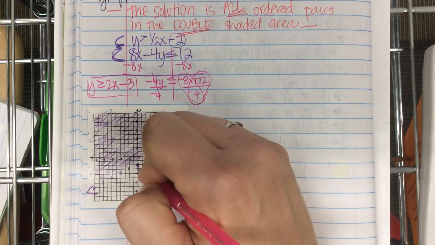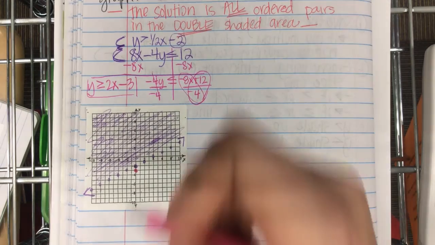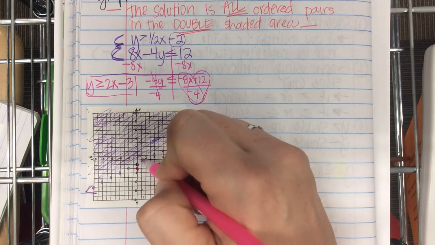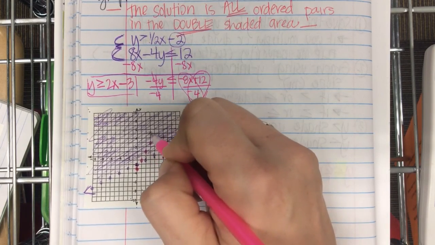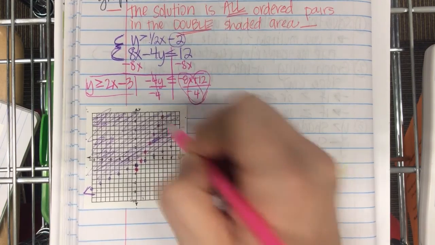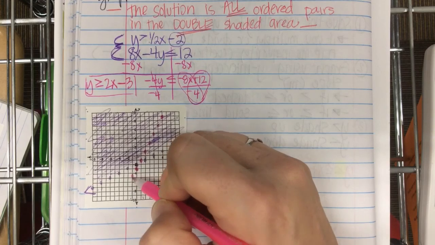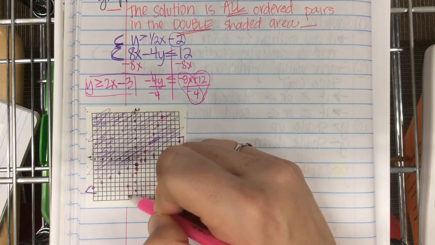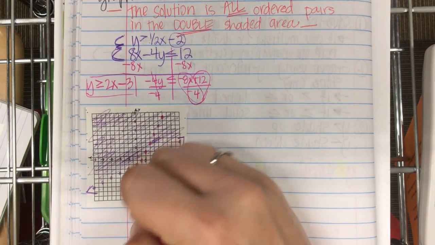This one starts at -3. And I go up 2 over 1, up 2 over 1, up 2 over 1, up 2 over 1, up 2 over 1. Then I go down 2 backward 1, down 2 backward 1. Do I connect these dots? Yes. Why? Because it has an equal sign with it.